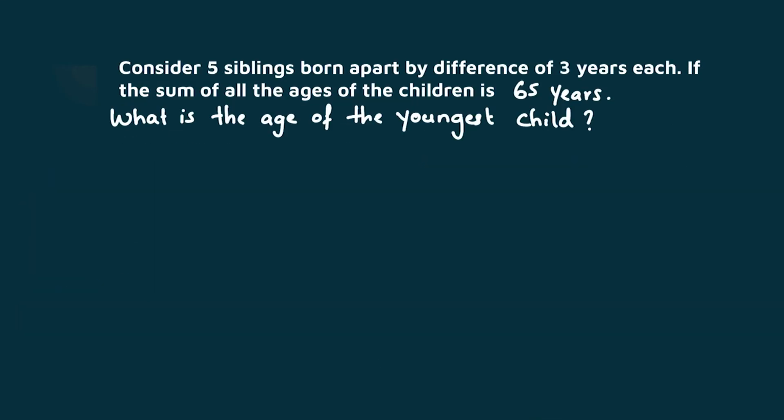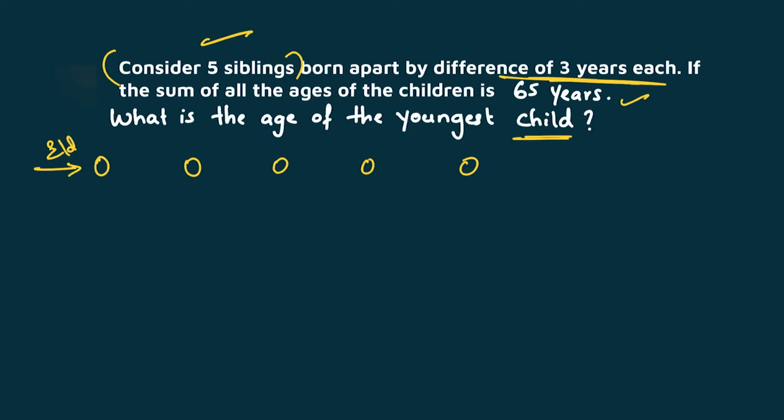Let us move on to the next question. Consider 5 siblings born apart by a difference of 3 years each, and if the sum of all the ages of the children is 65 years, what is the age of the youngest child? I have told you that you have to segregate the question. So let us segregate. Consider 5 siblings, just consider 1, 2, 3, 4 and 5. Let the first person be the eldest sibling and the last one be the youngest sibling.